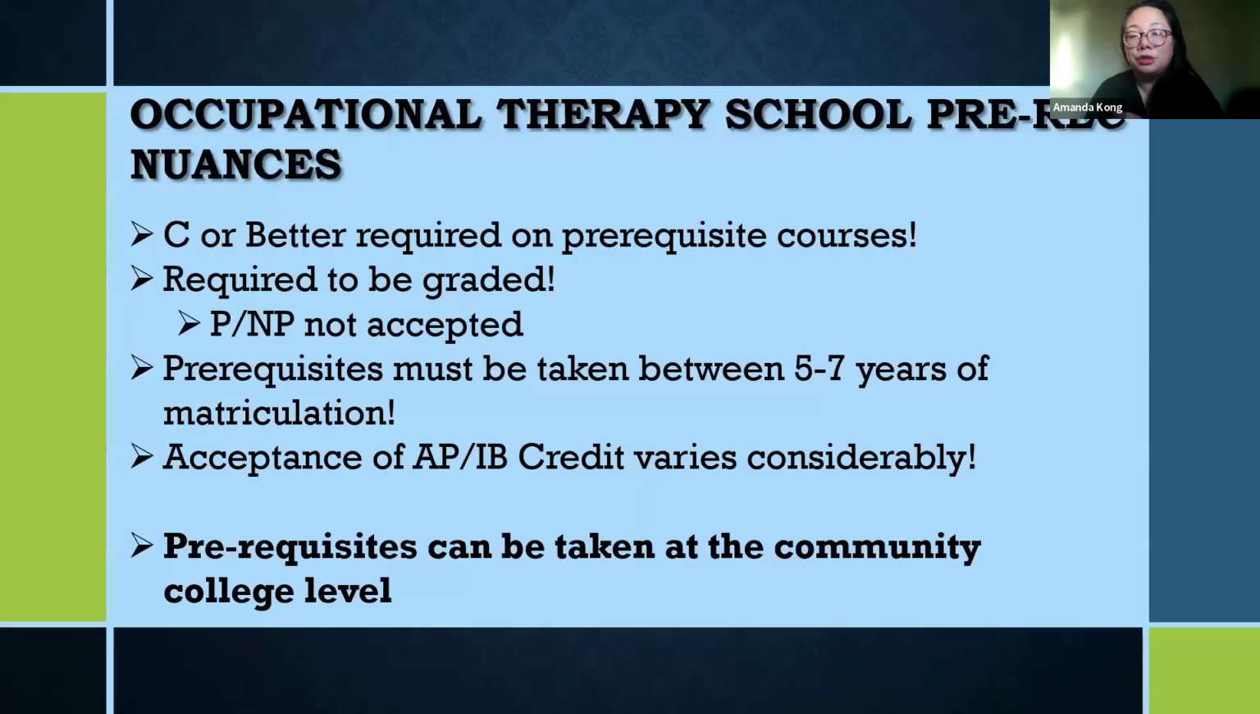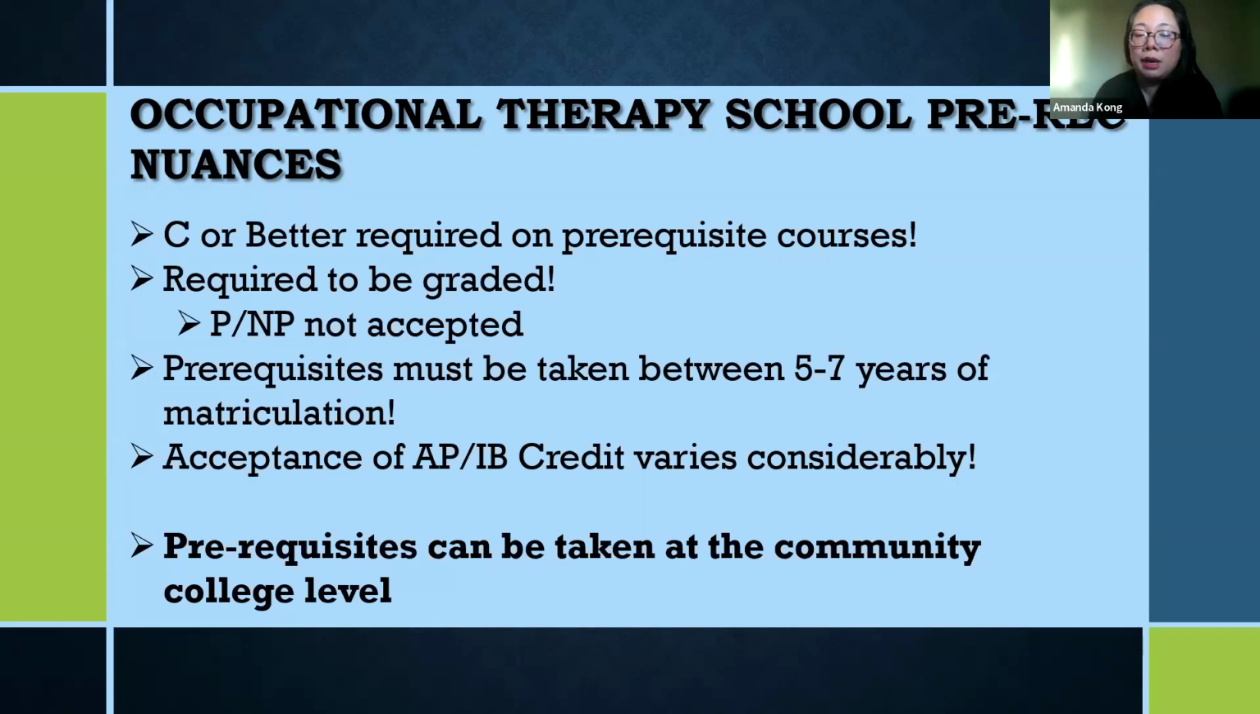There are some other nuances to be aware of. So for example, you need a C or better on these prerequisite courses, right? And they all have to be graded. So if you are taking a class and it ends up turning into a pass, no pass situation, whether that's because of first term grade forgiveness, or whether that's because you are electing to take it pass, no pass in order to protect your GPA, doesn't matter. I'm glad that you are doing that because it is good to protect your GPA, but you will need to retake it at some point for a grade.